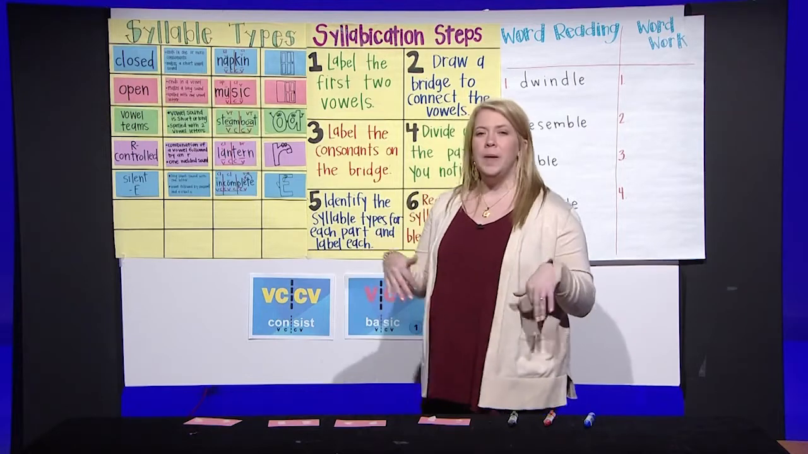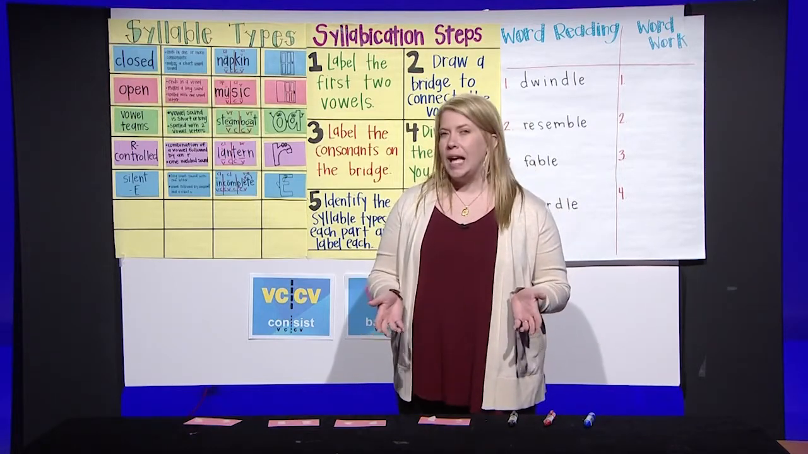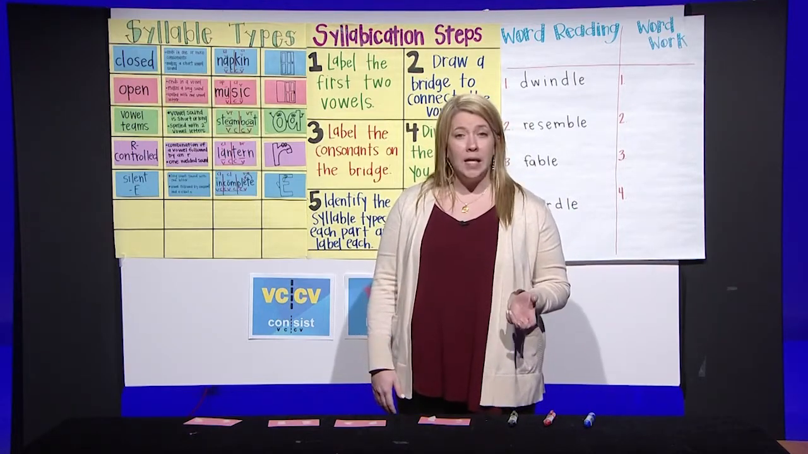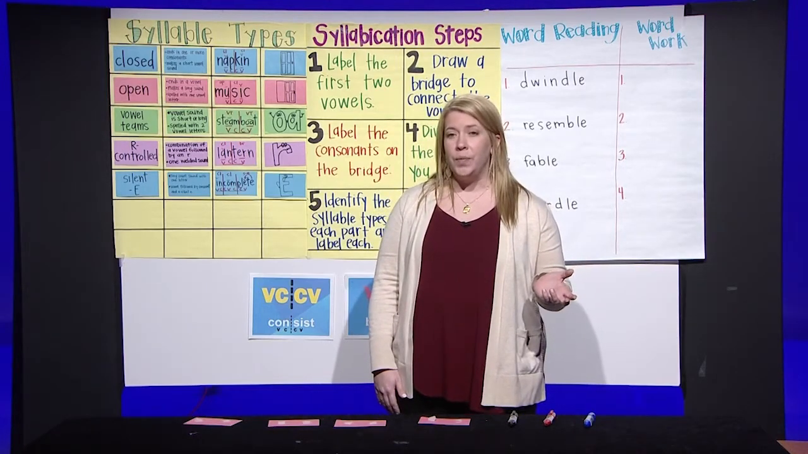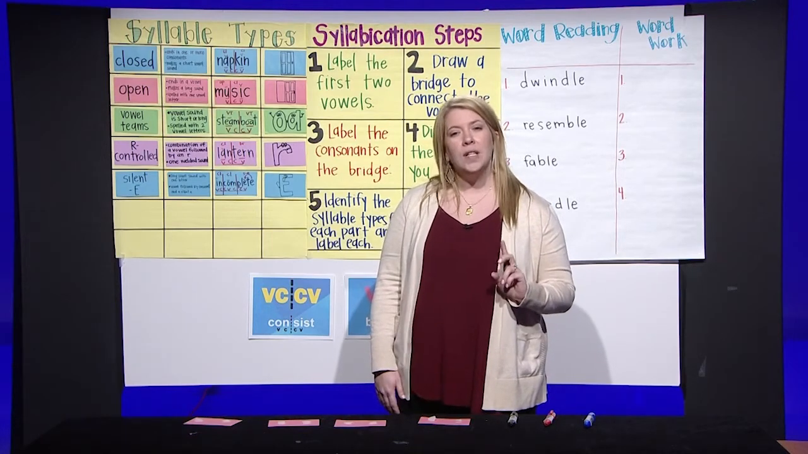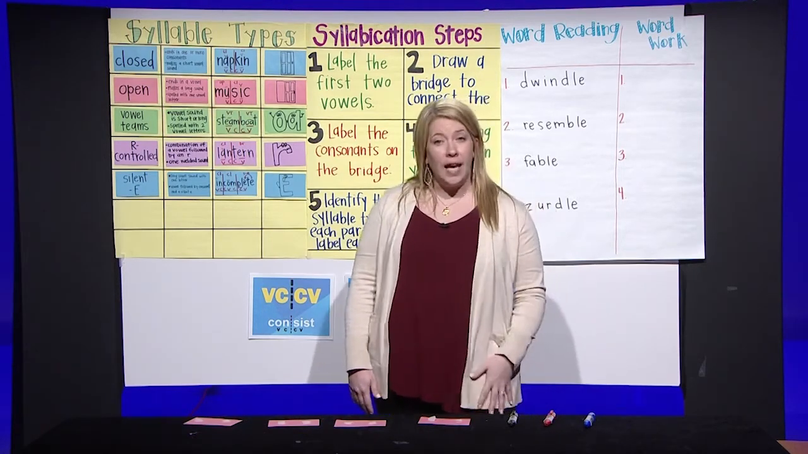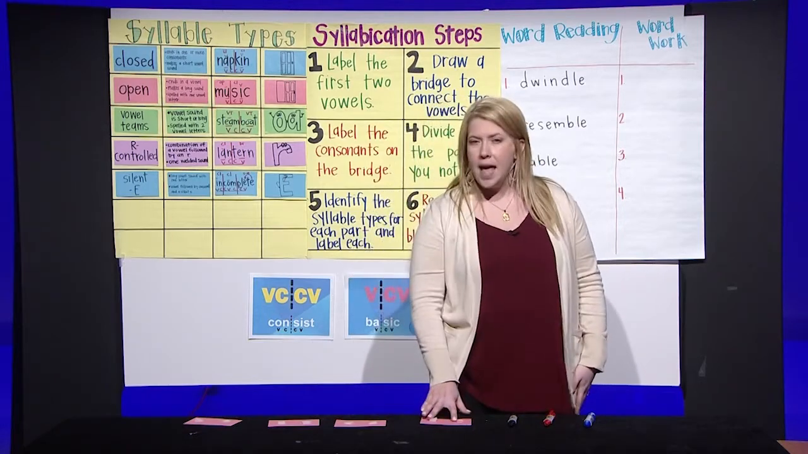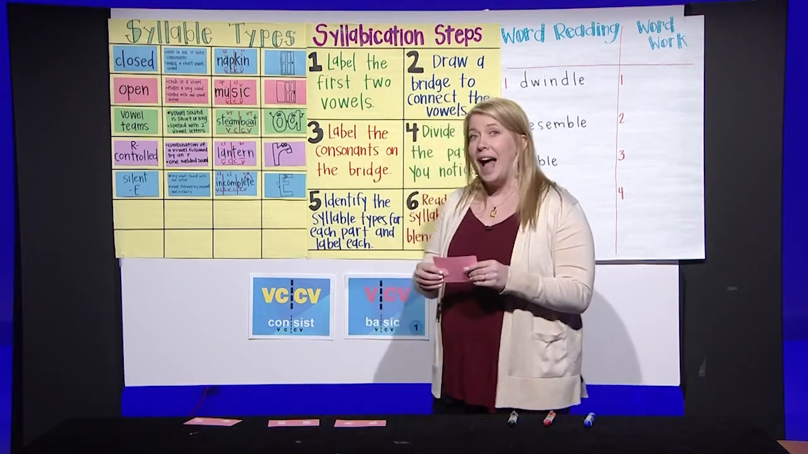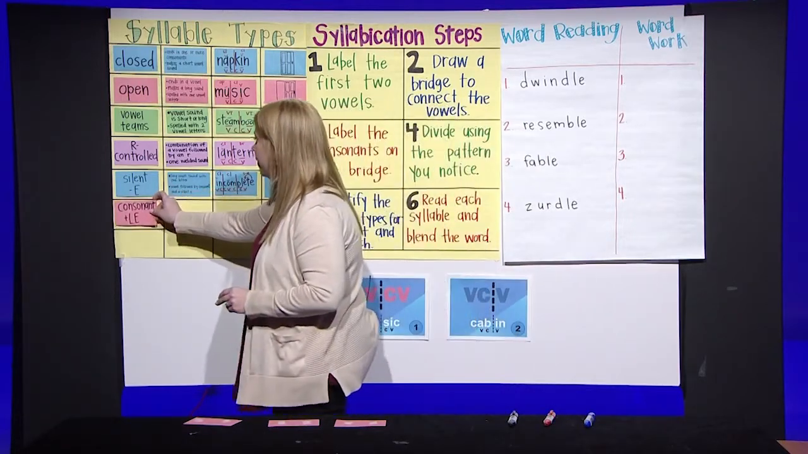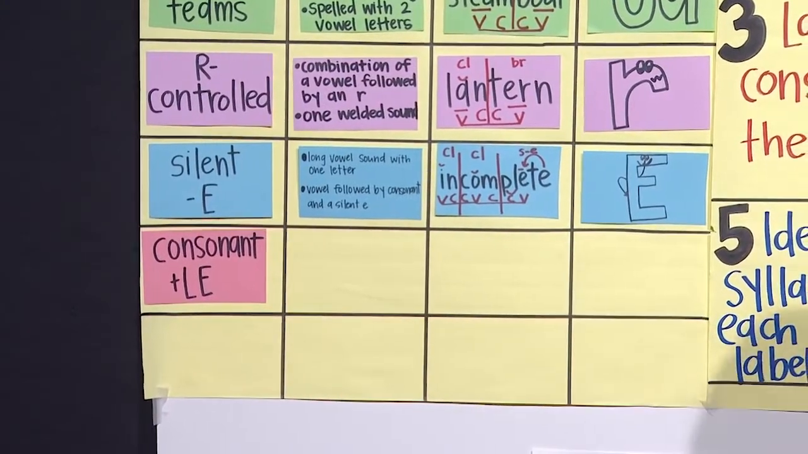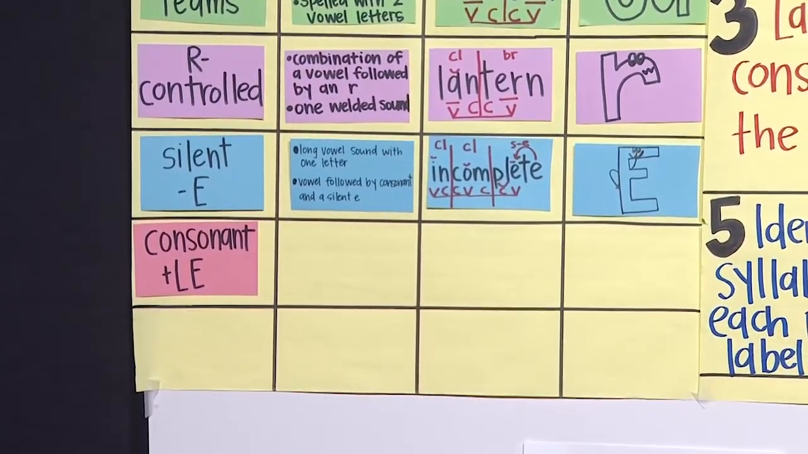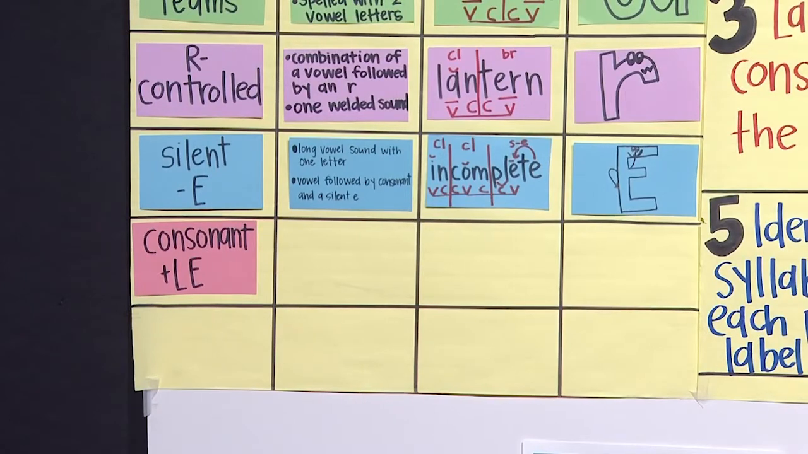So, boys and girls, we've been learning how to read and write multisyllabic words. Remember, a multisyllabic word is a word with multiple syllables, and every syllable has one vowel sound. So the focus of our lesson today is on consonant LE syllables. I'm going to add that to our anchor chart. A consonant LE syllable is a final separate syllable, and it's a consonant followed by the letters LE.